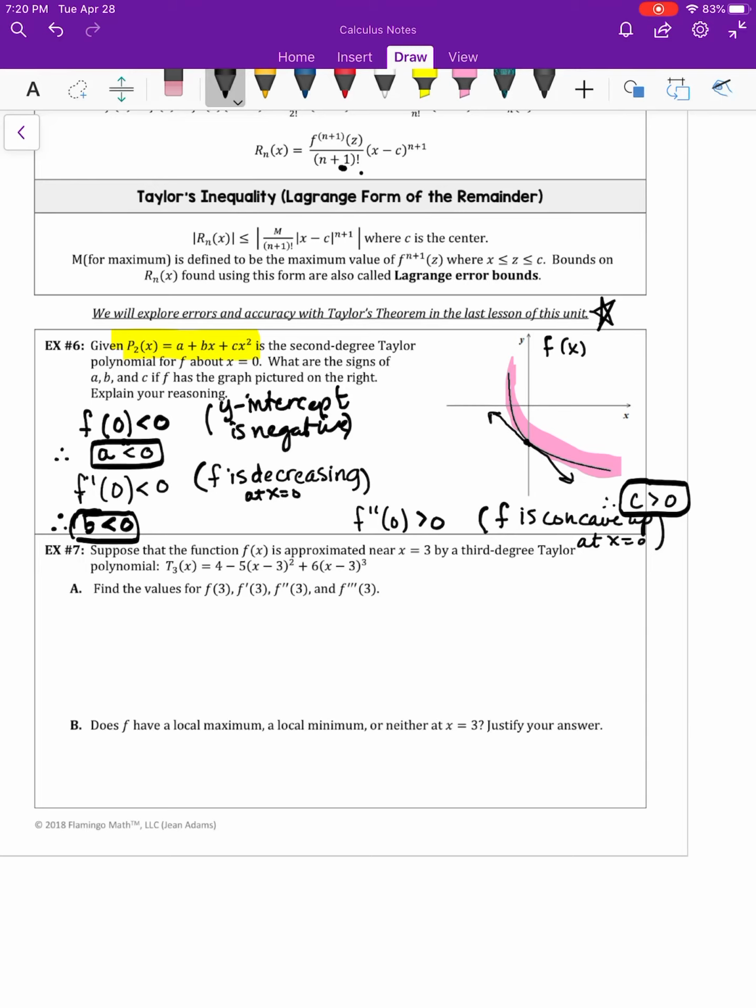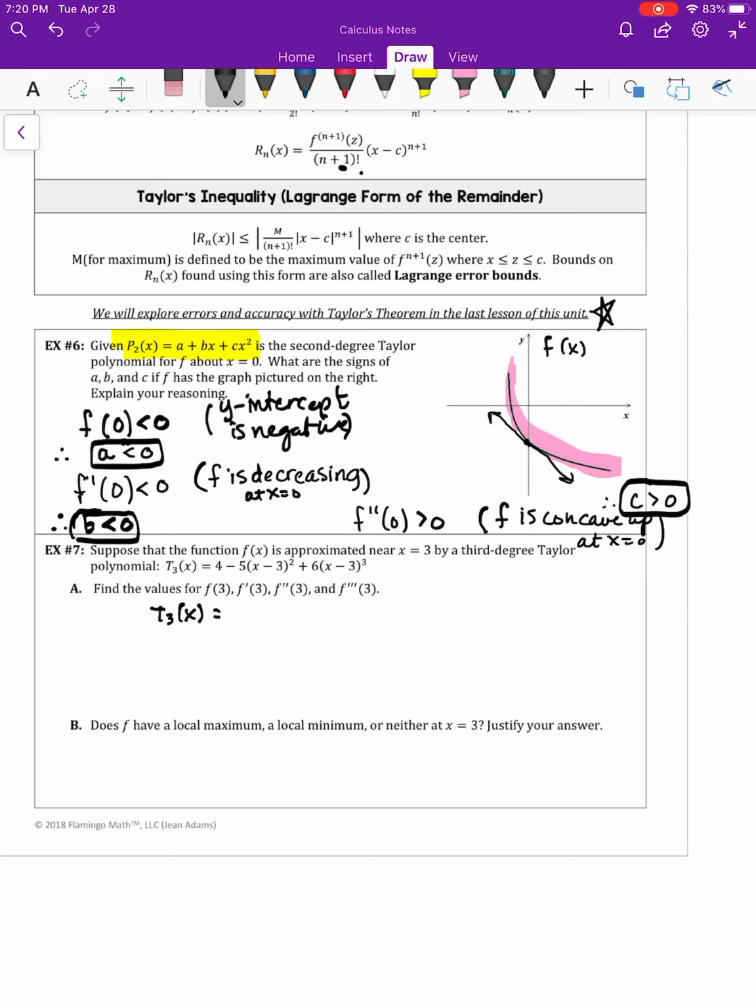Suppose that the function f of x is approximated near x equals 3 by a third degree Taylor polynomial, T sub 3 of x equals 4 minus 5 times (x minus 3) to the second power plus 6 times (x minus 3) to the third. Find the values of f of 3, f prime of 3, f double prime of 3, and f triple prime of 3.